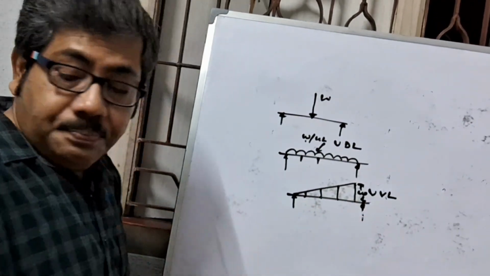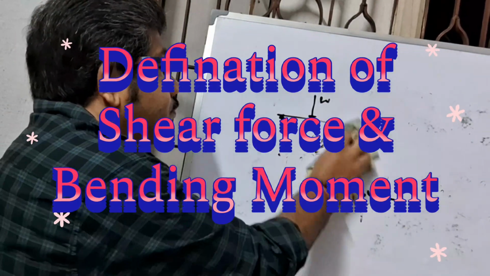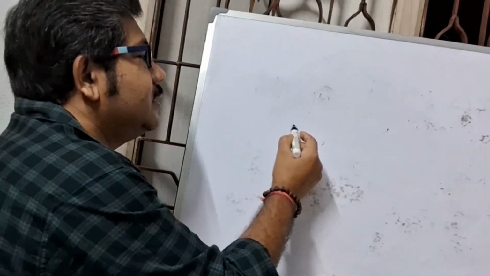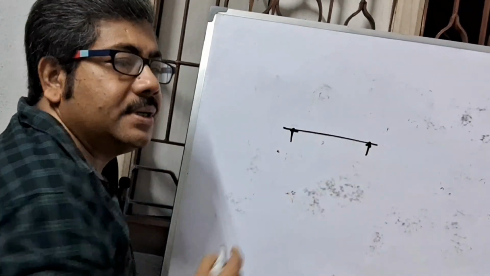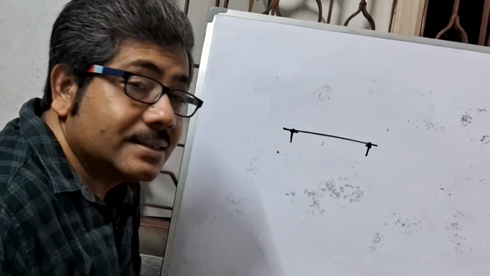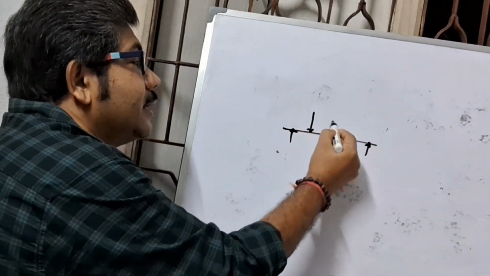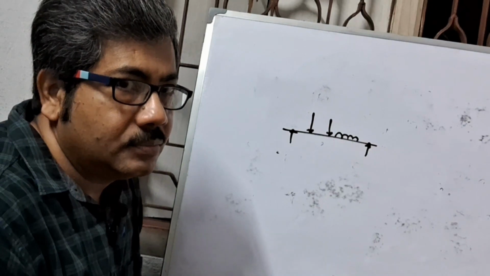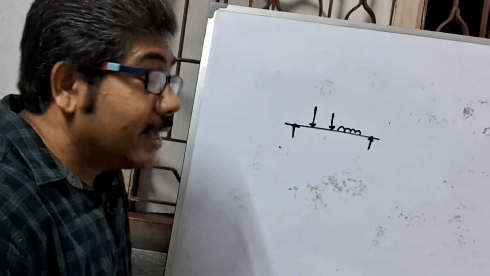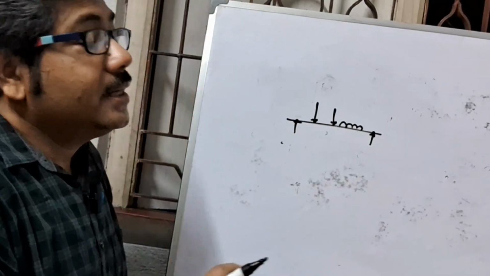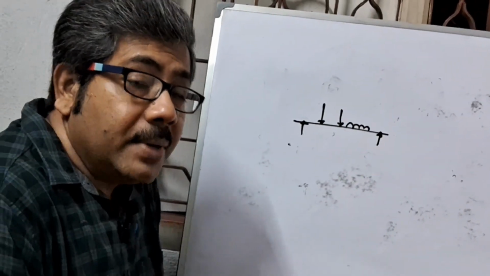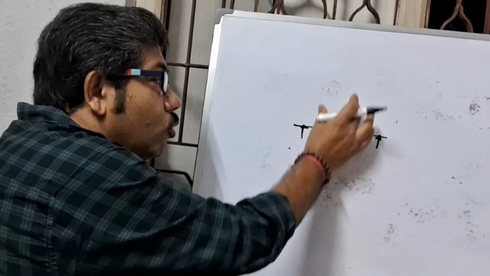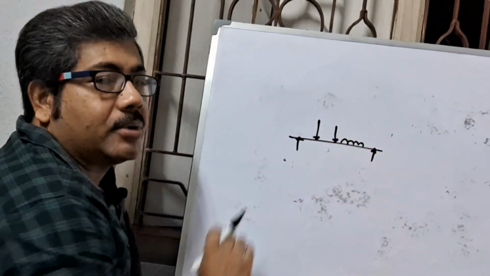Now, what is shear force? The shear force at a section of a beam may be defined as the unbalanced vertical force to the right or left of the section. This is called shear force. Next, what is bending moment? The bending moment at a cross section of the beam may be defined as the algebraic sum of the moments of all the forces to the right or left of the section.